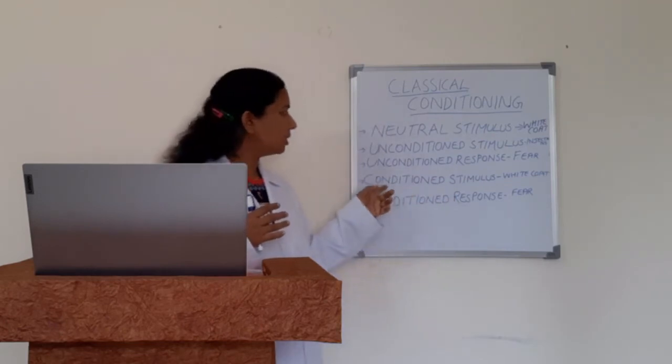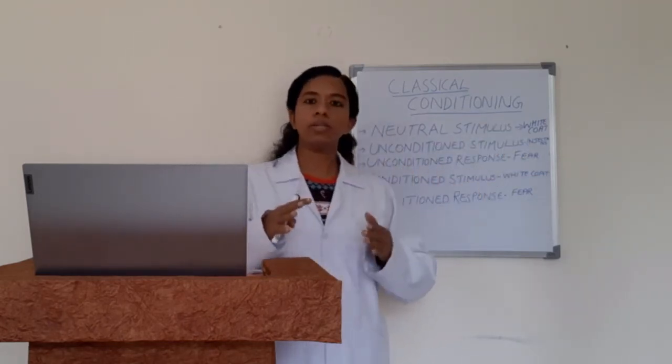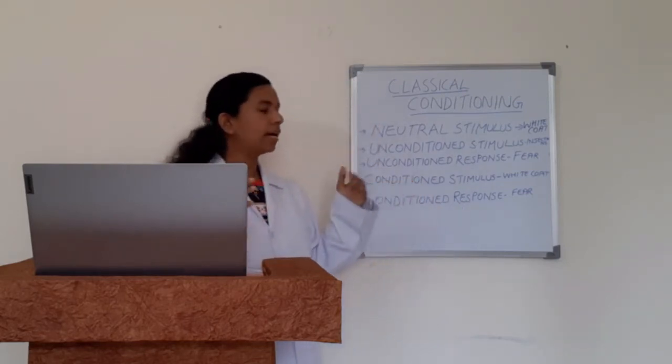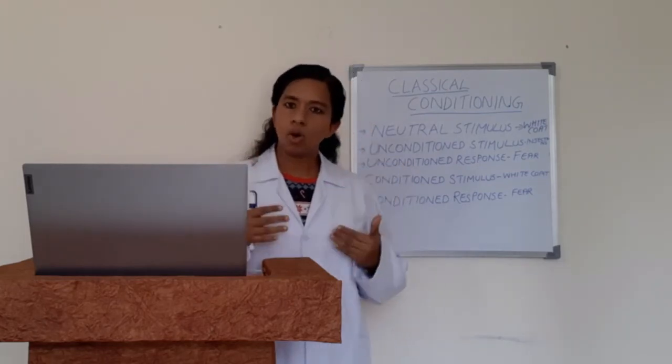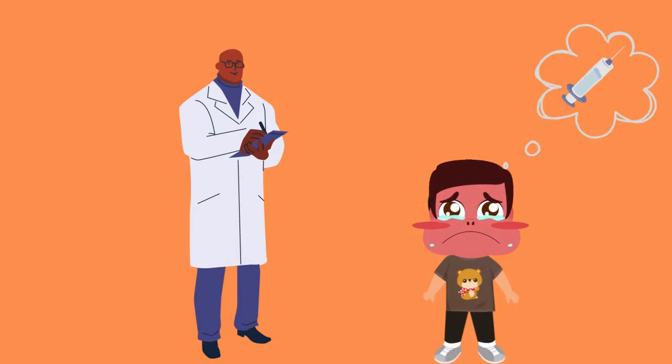That is, conditioning is taking place. The white coat, initially a neutral stimulus which had no response, now becomes a conditioned stimulus. On seeing the white coat itself, or the doctor wearing the white coat, the child thinks that he or she is coming to give an injection. This produces fear or anxiety in the child. So initially the white coat was the neutral stimulus, and now it becomes a conditioned stimulus.